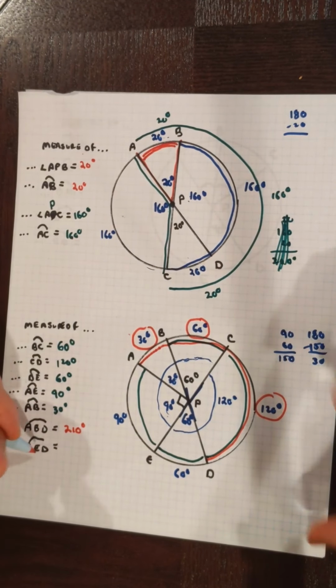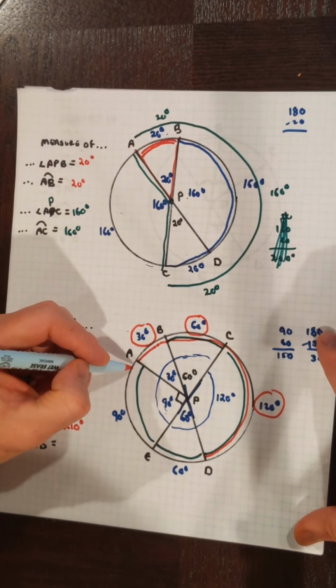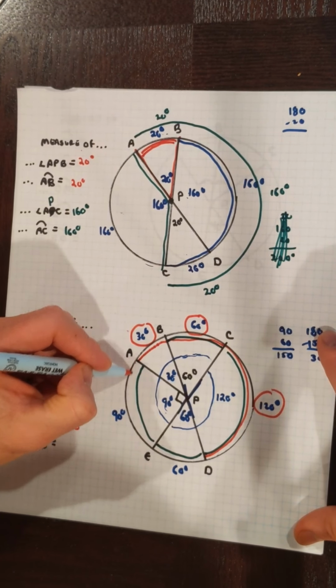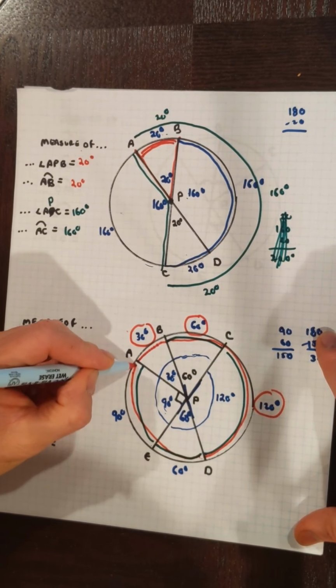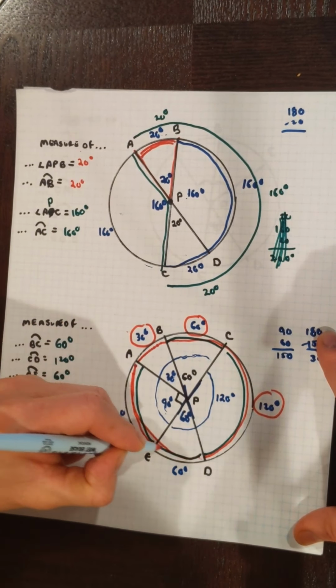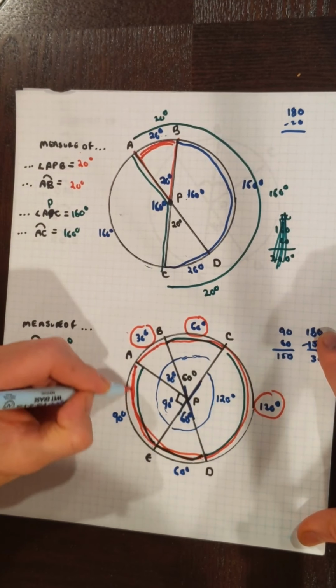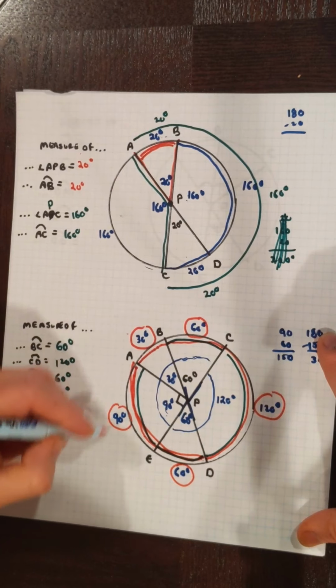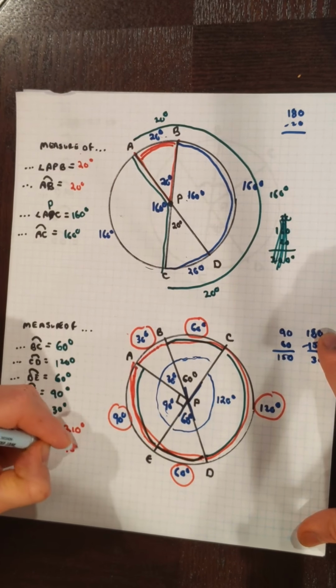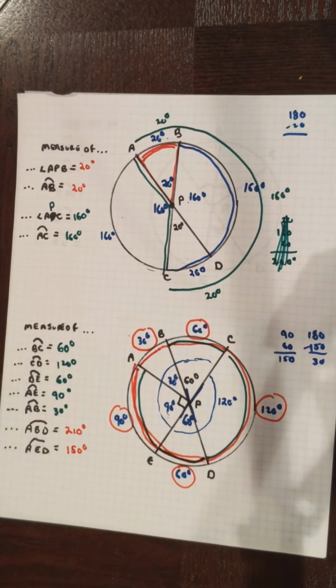Now if I want to do AED, I got to go towards the E. AED, that's this one. So if I look at AED or DEA, I'm combining the 60 and the 90. When I add them together, I get 150 degrees. One more example.